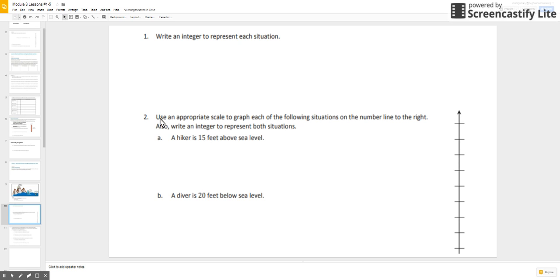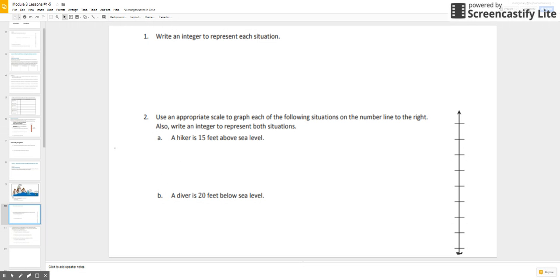All right, hello students. Let's go ahead and move on to number 2 now. It says use an appropriate scale to graph each of the following situations on the number line to the right. So here's our number line to the right. Mine is a little cut off here because I didn't want to get the other problem in, so there should be an arrow right here on yours. But there's your number line. It says also write the integers that represent the situation.